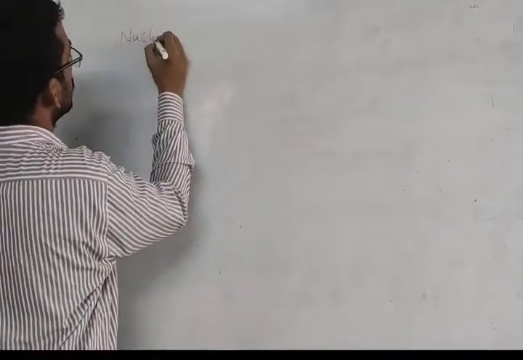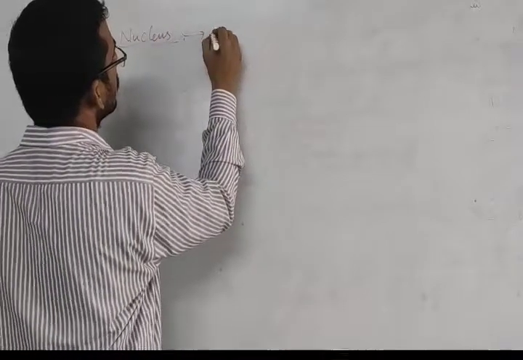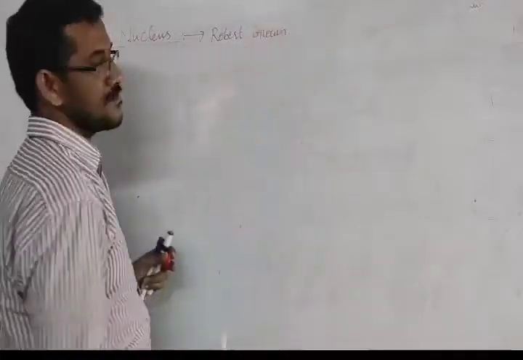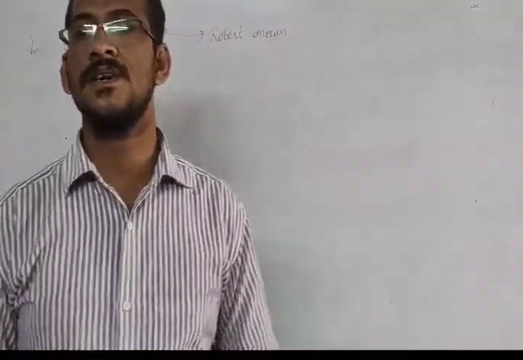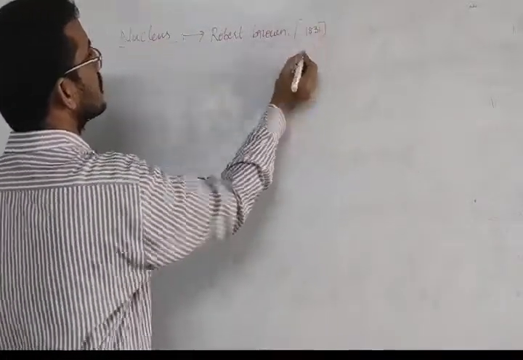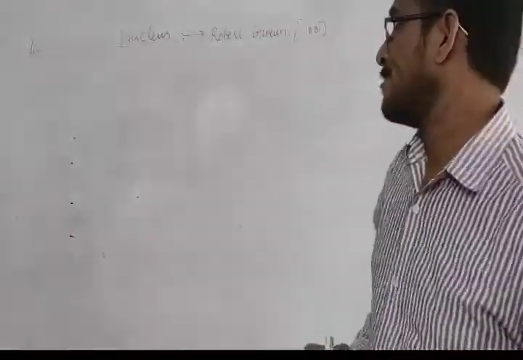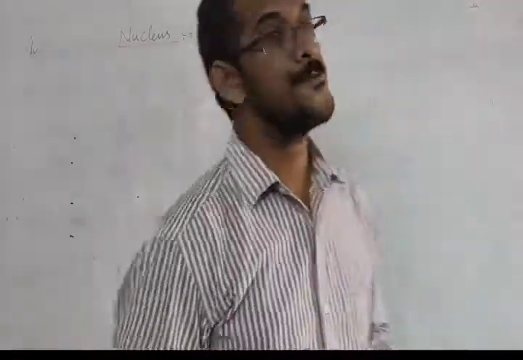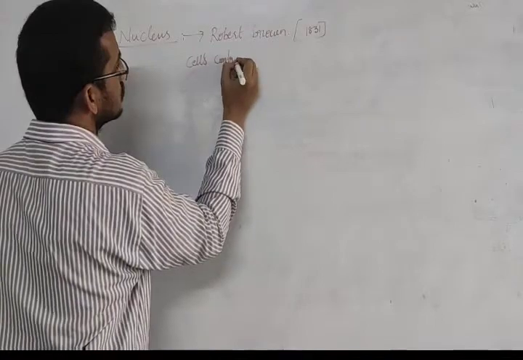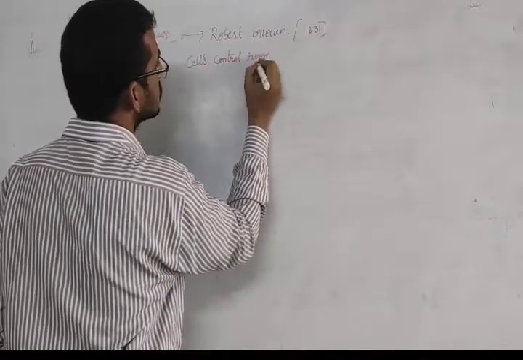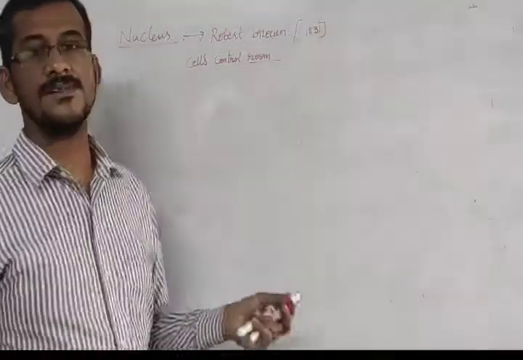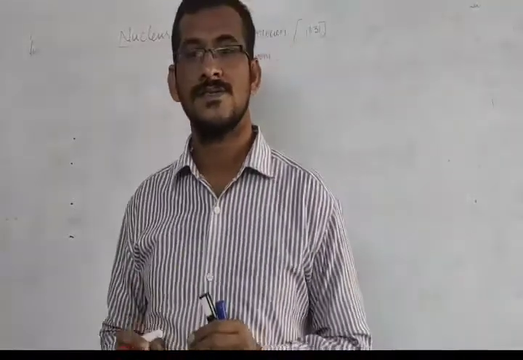Nucleus is discovered by Robert Brown. This you should remember. This is important in case of nucleus. In which year? In 1831. Got it. And why nucleus is called as cell's control room? Because it controls all the functions of the cell. Simple. It is called as cell's control room because it controls all the functions of the cell.